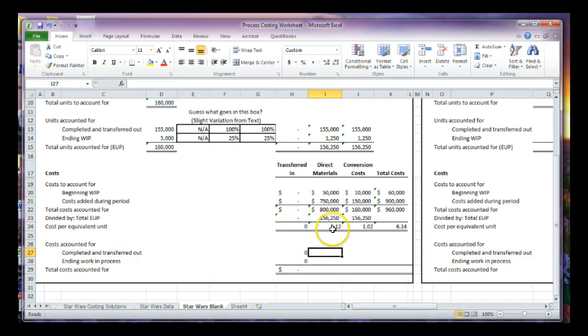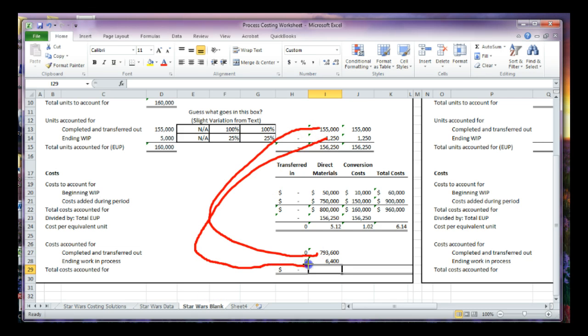Here they're asking, all right, well, $5 a helmet. Of these helmets, we completed and transferred out a bunch, and we have a bunch in ending working process. So I take the $5 a helmet, and I multiply it here, so your units completed, transferred. And here I can take the $5 a helmet and multiply it by my ending work in process. This is nice, because really what this is saying is this 155,000 helmets had $793,000 worth of costs, and the 1250 that's still there still has $6,400 worth of costs associated with it.